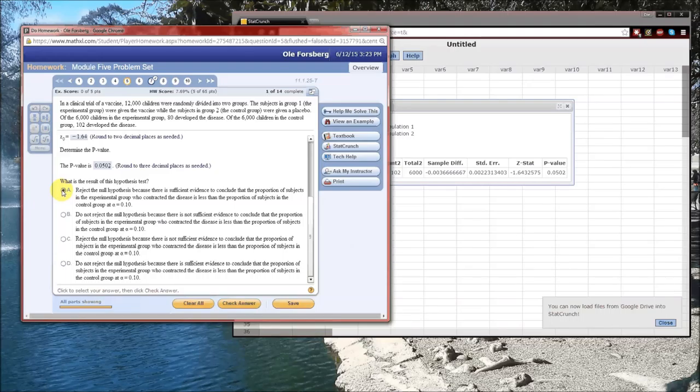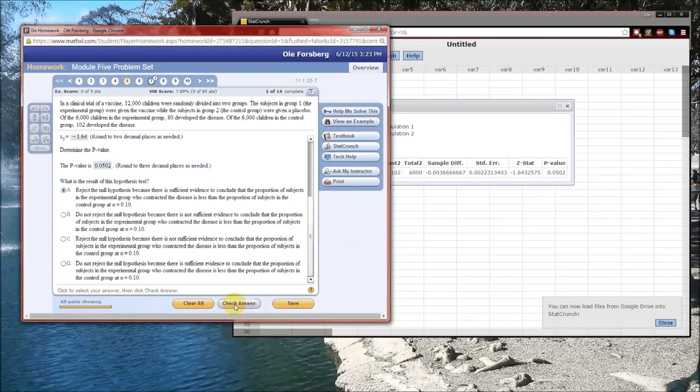Do not reject the null hypothesis. No, that's not correct. We do reject. Reject the null hypothesis because there's not sufficient evidence. No. We only reject if there is sufficient evidence. So C is not right. And again, D says do not reject the null. So D can't be right. A is the correct answer.